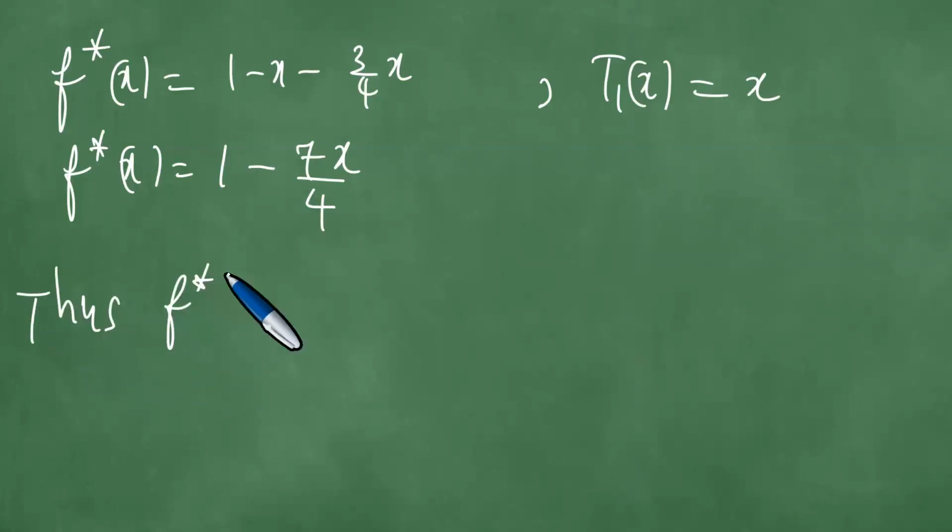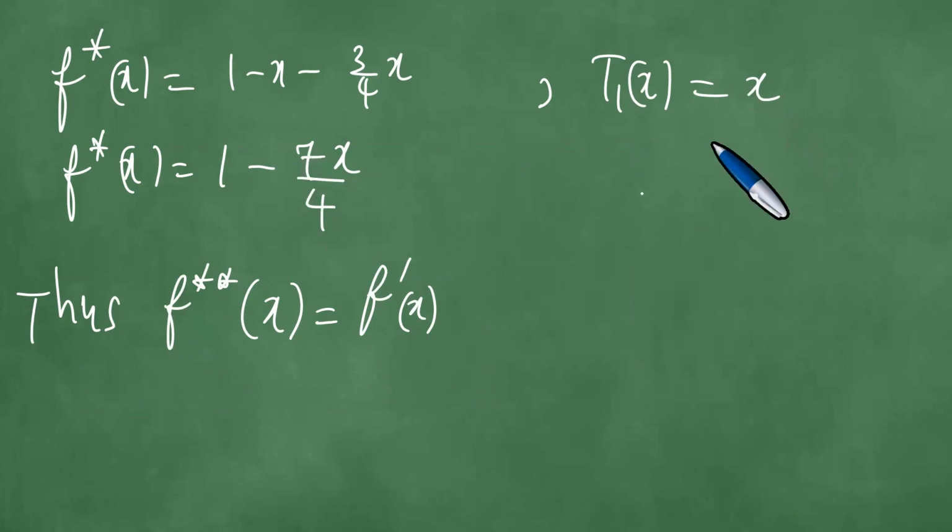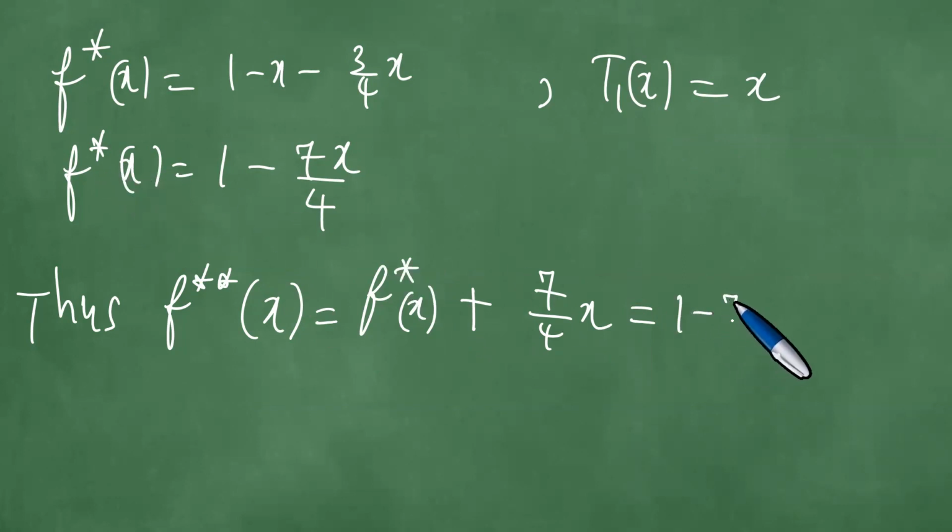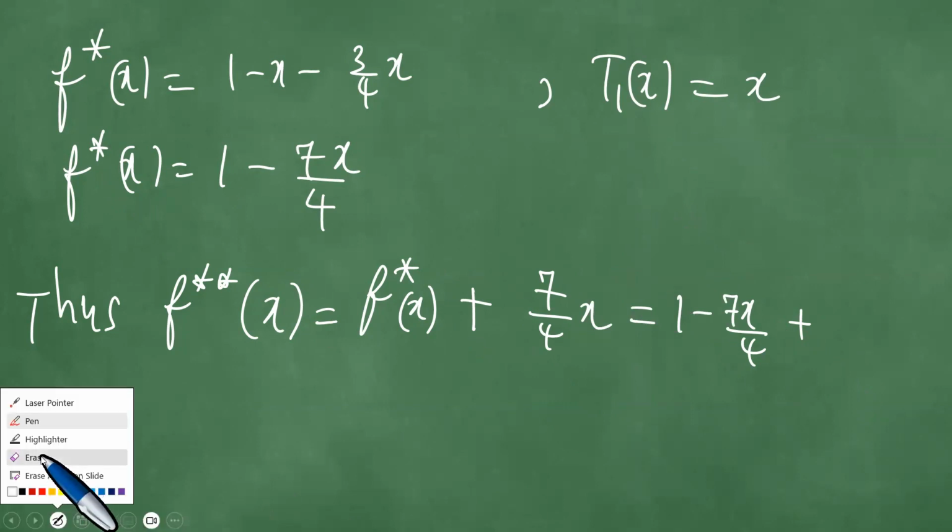Thus we have f double star of x, which is f star of x, which is this, but we must remove this using this. So which means that we can just add plus 7 over 4 of x. Because if you add this to this, then it goes. All right, so this is only star, it's not a prime. So now what is the meaning of this? So the f star of x is 1 minus 7x over 4, and then plus this one. Right. So that's what I meant here, but let me just write it in a more popular manner.